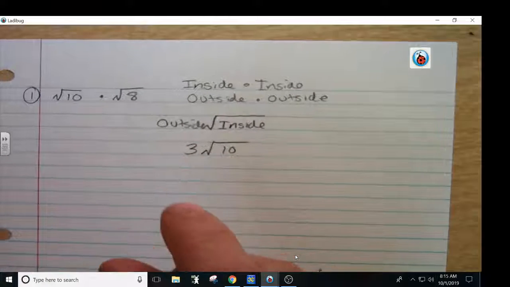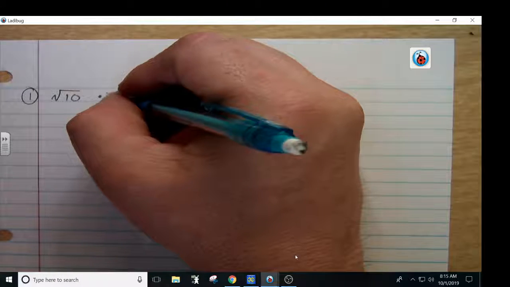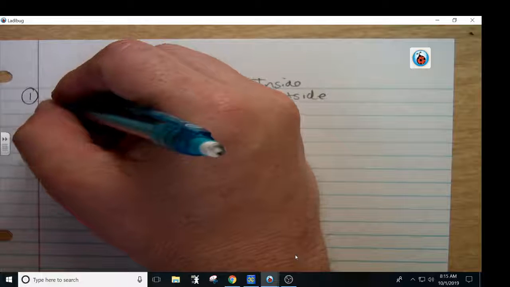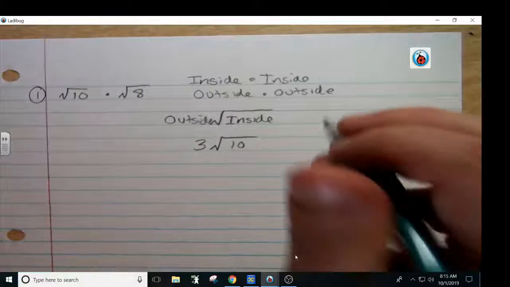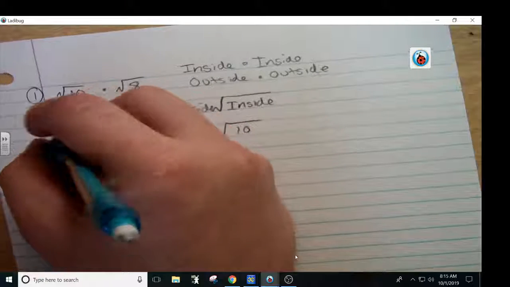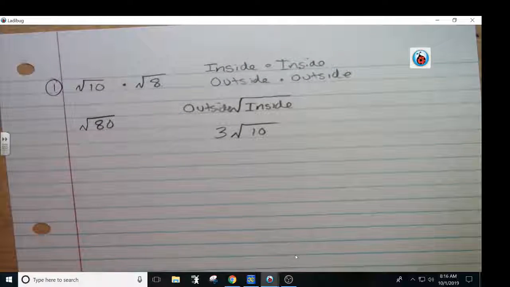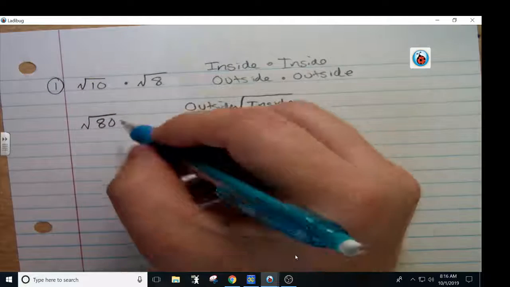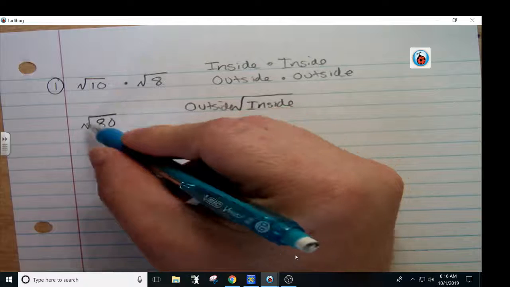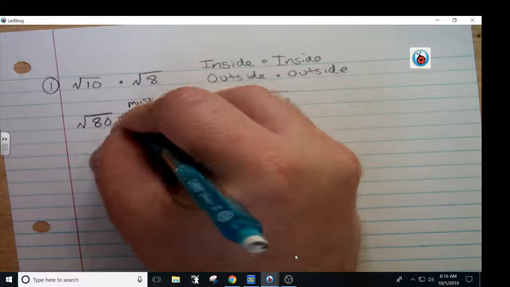Same thing goes here. Guys, if you don't see a number here, that means there's a 1 in front of the square root. 1 times the square root of 10, 1 times the square root of 8, but it doesn't change anything, so it doesn't show up. We've got two inside numbers, so we multiply those. That's going to be the square root of 80, since 8 times 10 is 80. Now, very important: you can't leave it like this. You must simplify.